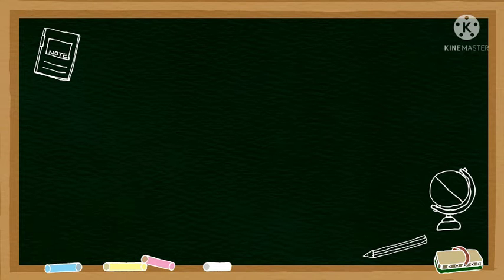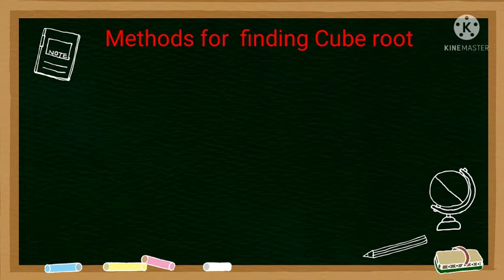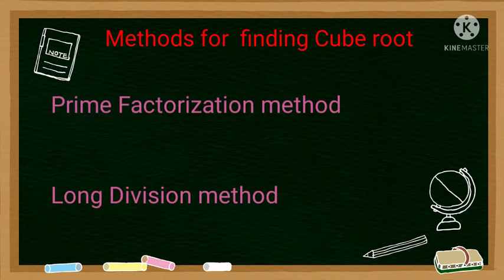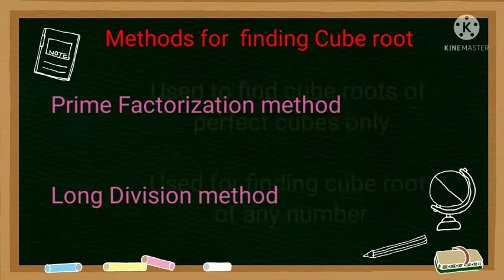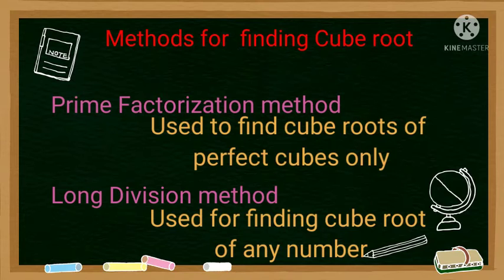Now let's proceed with the methods for finding the cube root of any number. There are two methods for finding the cube root of any number: the prime factorization method and the long division method. The prime factorization method is used for finding the cube root of numbers which are perfect cubes, whereas the long division method can be used to find the cube root of any number.